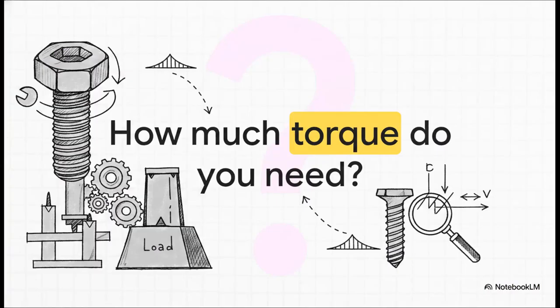Now, you might be wondering, what is the invisible mathematical struggle actually happening when we twist a wrench to create that clamping force? It all boils down to this fundamental question: how much torque do you actually need to tighten that bolt against the load? Let's bridge the gap between the macro industrial scale we just looked at and the micro mathematical formulas that engineers use every day to calculate these forces.